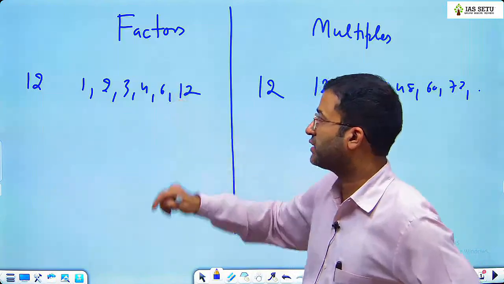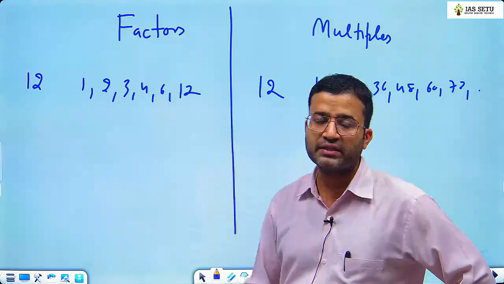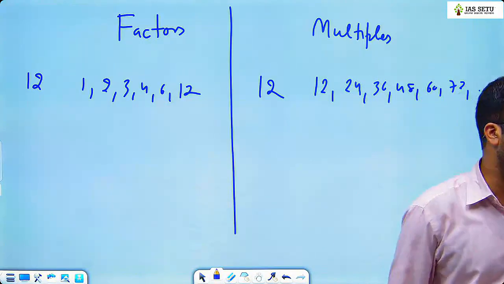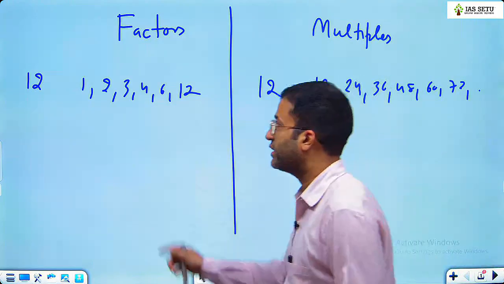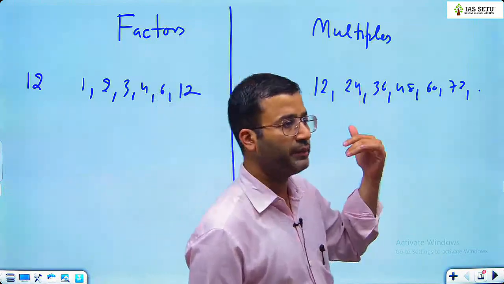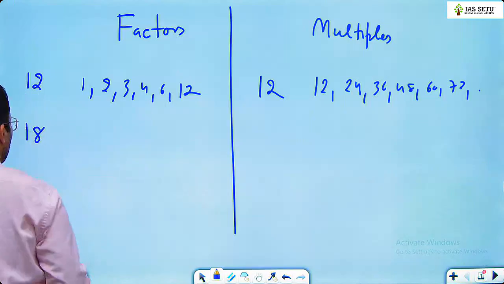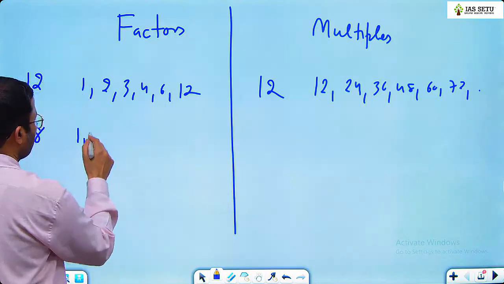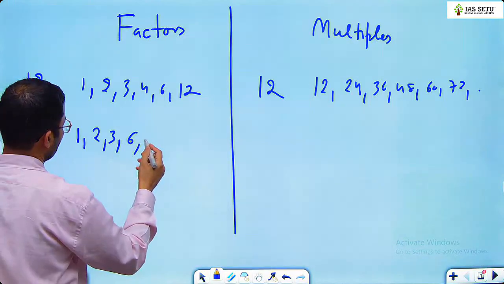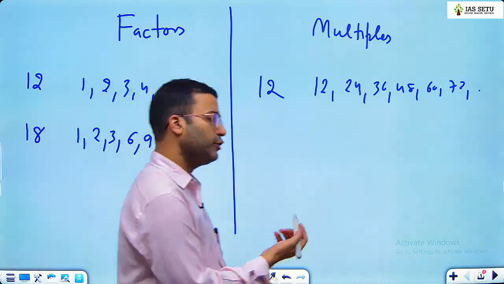12 has how many factors? 1, 2, 3, 4, 6, 12. 12 has 6 factors. Can anyone tell me how many multiples 12 has? Infinite. So the observation here is factors are finite or limited, multiples are infinite. Like I take one more number, 18. So we will see the factors of 18. We have 1, 2, 3, 6, 9, 18. So 18 also has 6 factors.